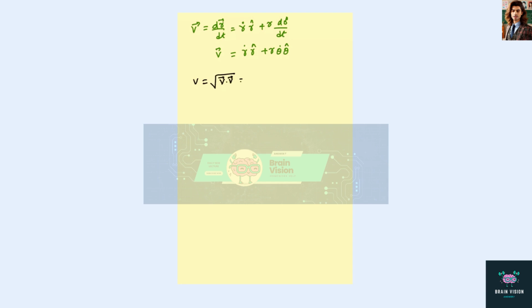So the magnitude will be v equals under root of v vector dot v vector. Okay, and this will be equal to under root of r dot square plus r square theta dot square. Okay, so now substituting values as per the question, r dot is 40 square plus r is 300 square and theta dot is given as 0.1, so whole square. So from here we get the magnitude of velocity v equals 50 mm per second.